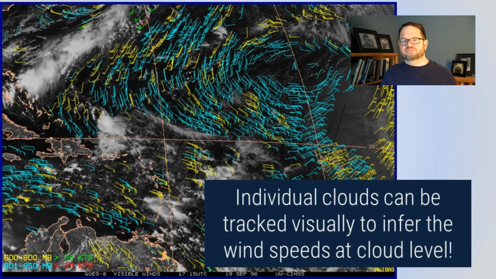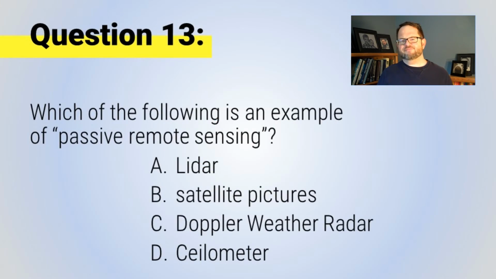Let's do a couple quick questions about what you saw, just to hit on a few key points. Question 13, which of the following is an example of passive remote sensing? Lidar, satellite pictures, Doppler weather radar, or salameters? Which of those is passive remote sensing? Make a choice from those 4 options and get a little feedback before we move on to question 14.